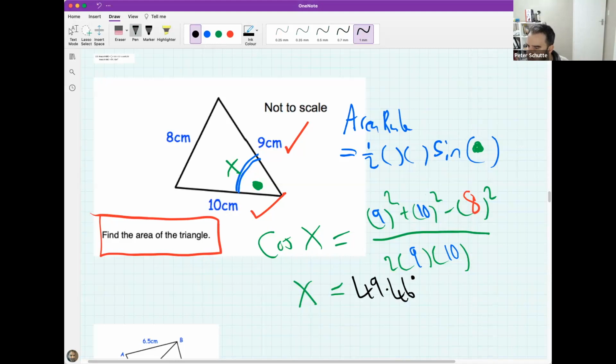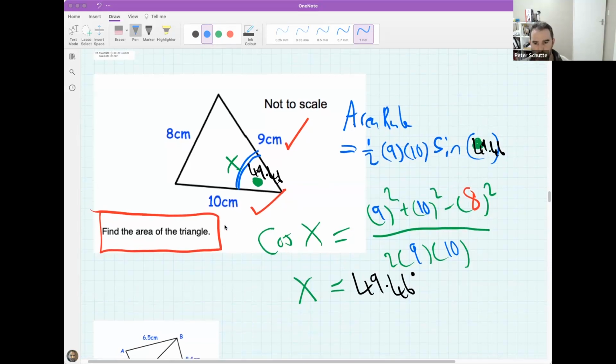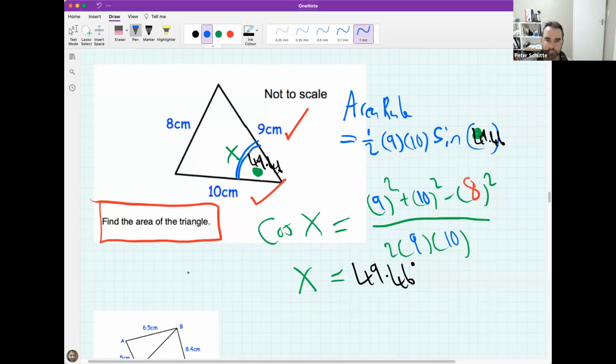And then to find the area, I need to take that angle that I've just got and apply the area rule, which says, now I have to use the 9 and the 10 because that's the angle between those. The area will just be taking 0.5 or half times 9 times 10 times sine of 49.46. And you should get 34.2 centimeters squared.